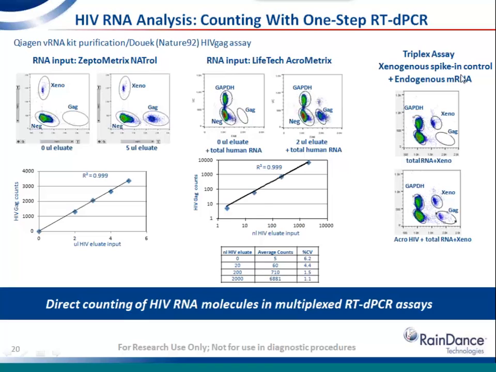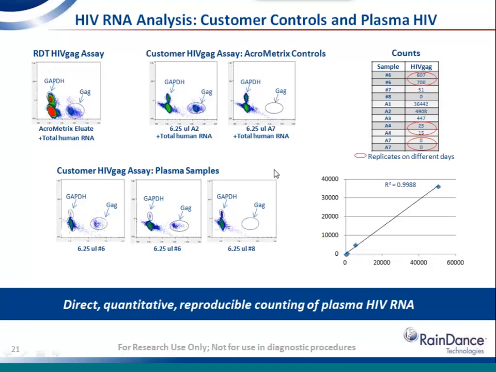Finally, for these control experiments, I put together a Triplex assay where 3 different assays were added together to the well. The GAPDH for the endogenous control, the HIV GAG, which is the molecule we're counting, and in addition, the xeno spike-in was used, where both FAM and VIC hybridization probes were used. And again, you can see very clearly the controls and the GAG is counted quite accurately.